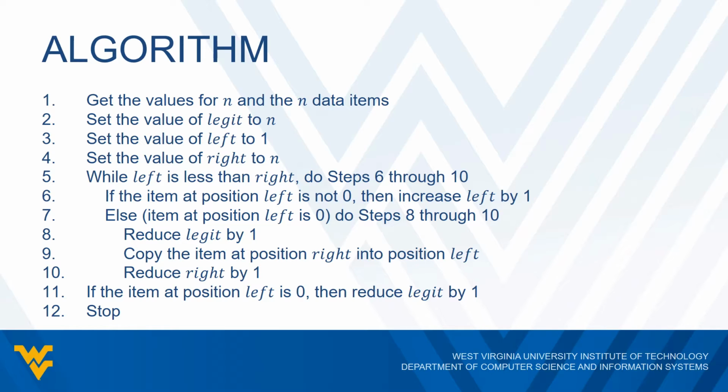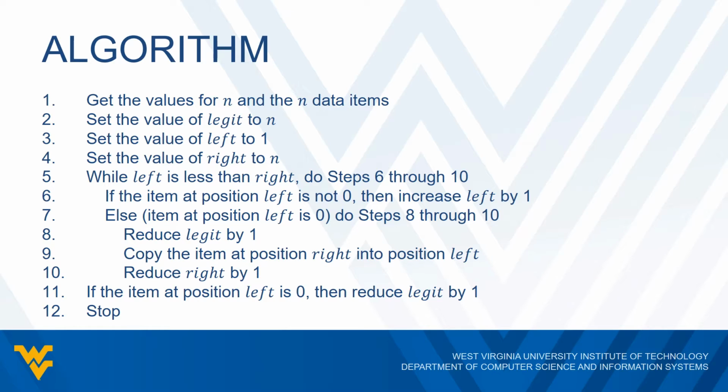That's going to be our right pointer that we're going to use for copying stuff over to our zero values. As long as left is less than right, so in this case, instead of stopping when the value of left is greater than legit, we'll stop when left is equal to right, because we know that the values on the right side are no longer legit. So we'll do steps 6 through 10.